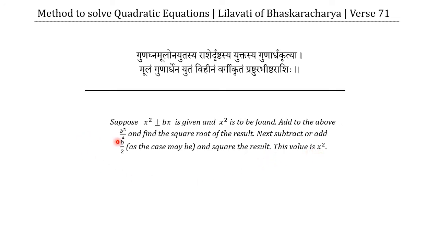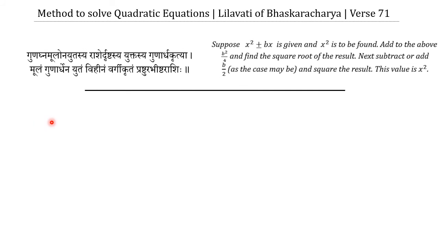Now let us understand this method that Bhaskaracharya has given us with the help of the algebraic proof. So as he says, let us begin with the value of x square plus minus bx. So k is any given value of this equation. So x square plus minus bx is equal to k. The next step he says, add to the above b square upon 4. So let us add b square upon 4 to both sides of the equation. This is what we will get.